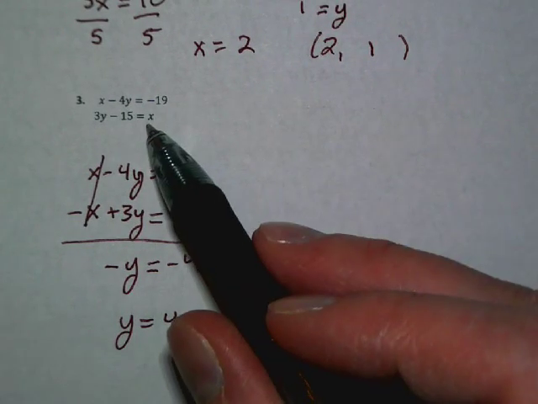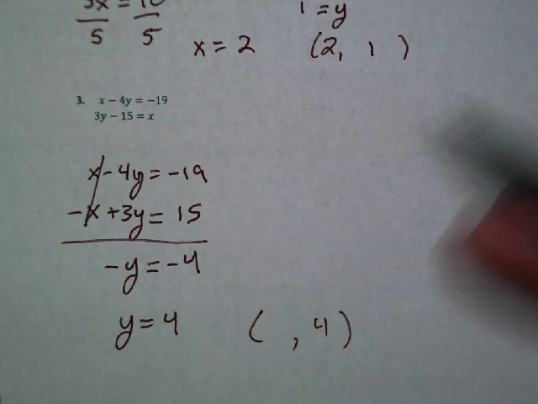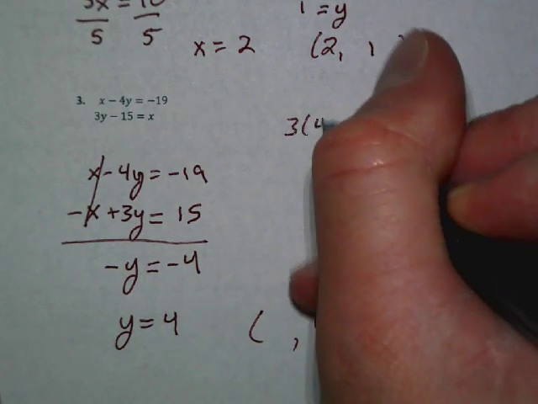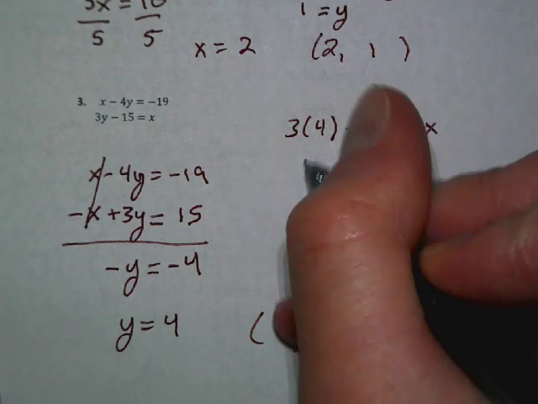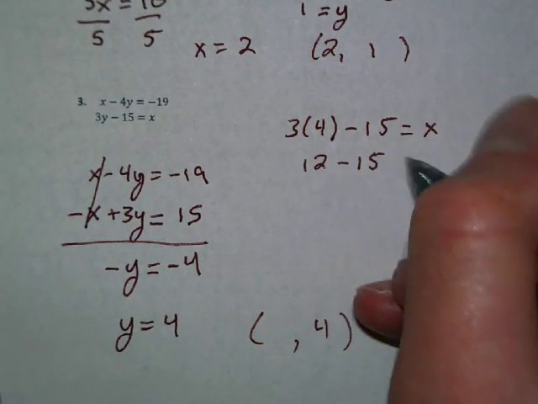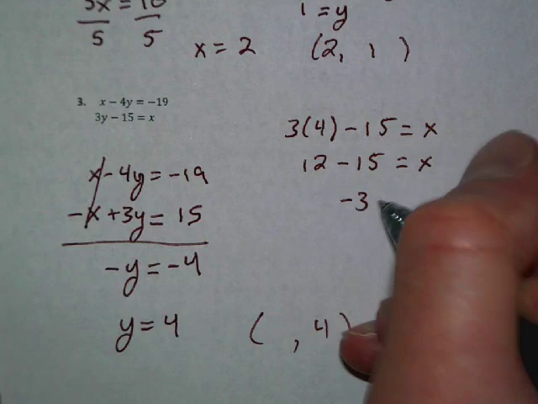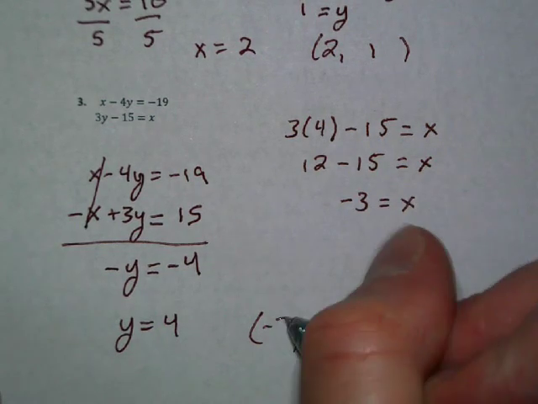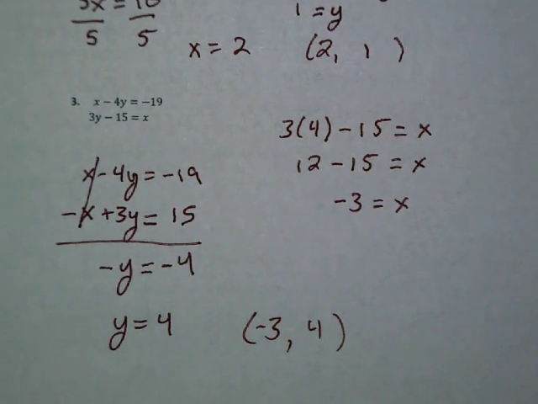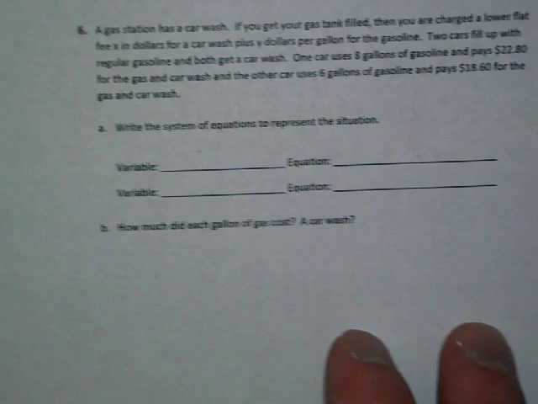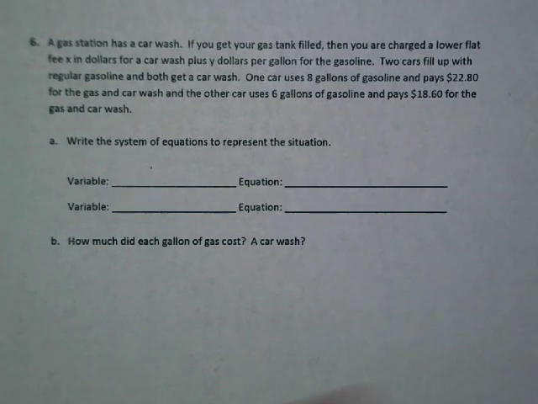Plugging it back in to either equation again, I'll use this second one from the original equations here. So 3 times y, which we now know is 4, so 3 times 4 minus 15 equals x. So I get 12 minus 15, and we get negative 3. So x is negative 3.